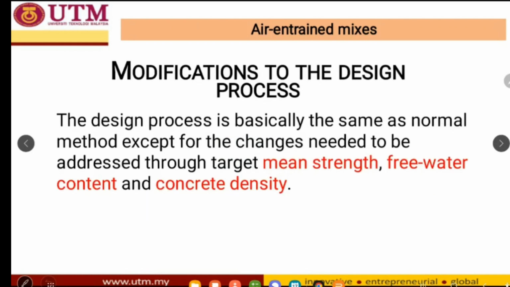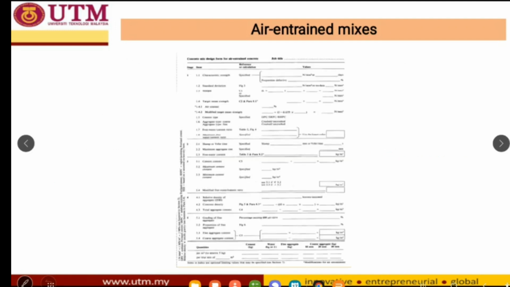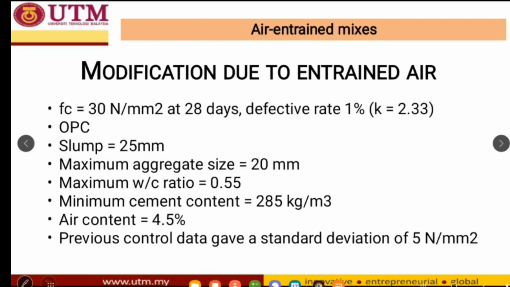The modifications to the design process are generally a little bit similar to the normal method, except for the changes needed to be addressed in the target mean strength, free water content, and also concrete density. So these are the modifications due to the entrained air.